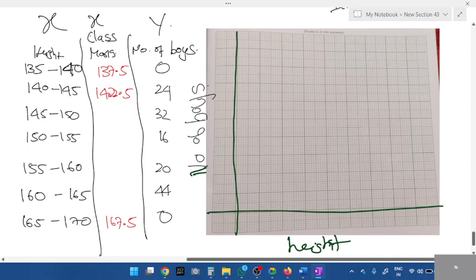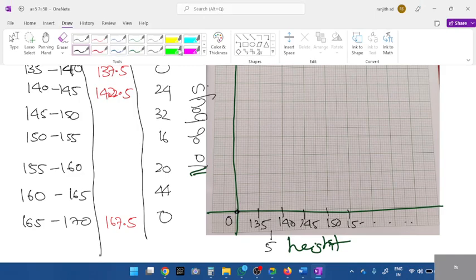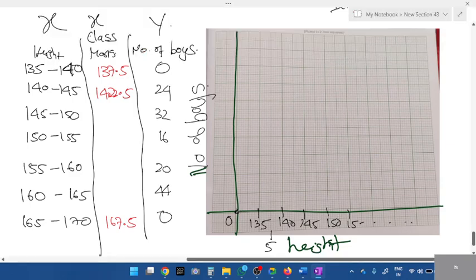Number of boys. X-axis. After 0, what is the first value we have? Respond, all of you. First value is? Very good. 135. Next, what do you have to take? Then 145 and 150. It goes on. What is the difference between 135 and 140? 5. Difference between 140 and 145? 5. Everything is 5. But what is the difference between 0 and 135? There's a huge gap, right? So whenever we have a huge gap, students, draw a zigzag line here.